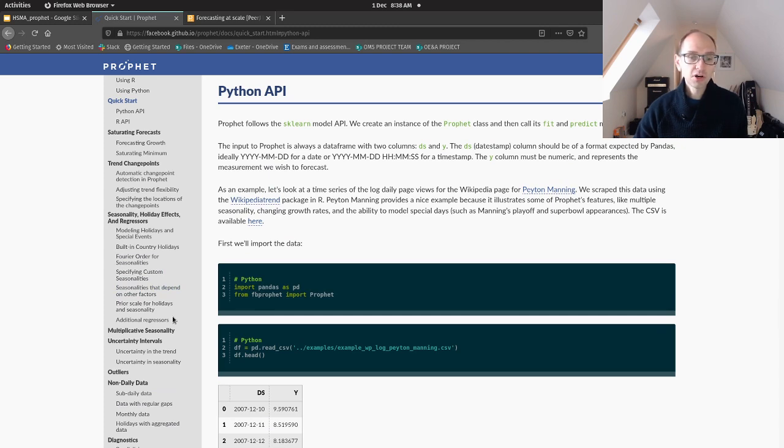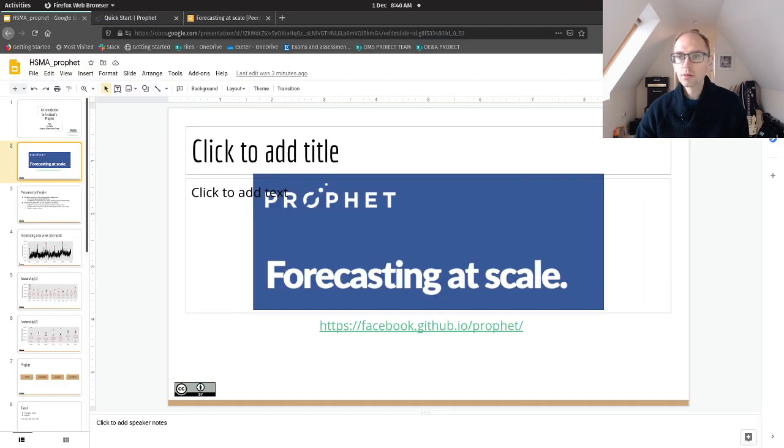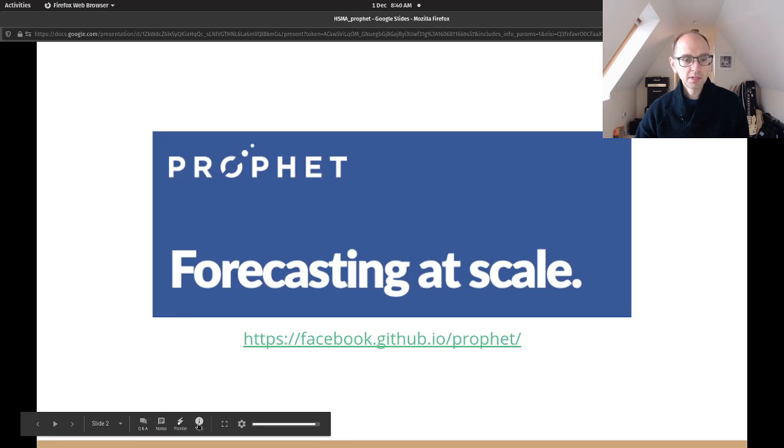How do you create Prophet objects? What sort of format should your data be in? And how do you forecast with it? That's with a very particular data set, that's with the daily views of a Wikipedia page for Peyton Manning. However, we're going to look at it with some proper health service data today. Flip back to the main presentation, but do check that out.